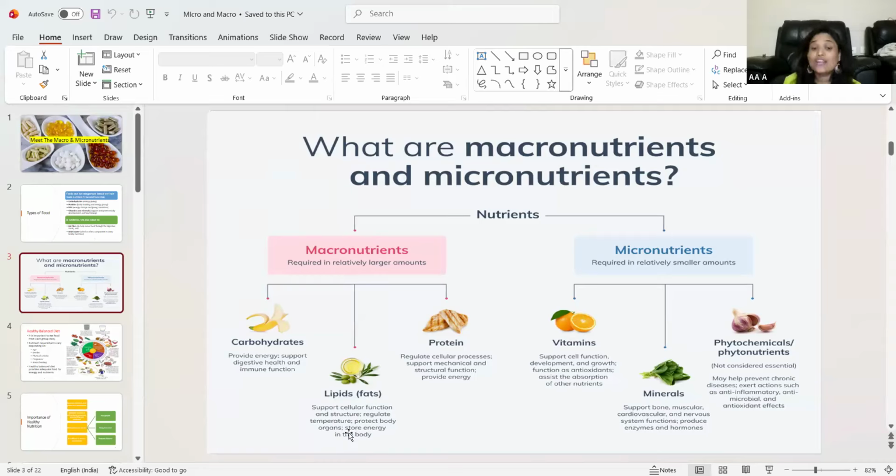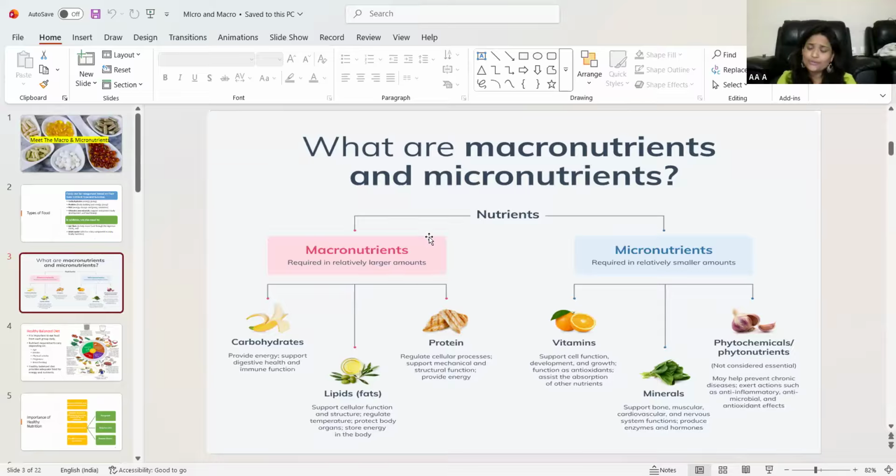And proteins regulate cellular processes and support mechanical and structural function. It also provides energy, but we shouldn't depend on protein for energy, because for energy we have carbohydrates. The protein's role in our body is different. Proteins are important for tissue repair, body building, and everything. So this is macronutrients and this is micronutrients.